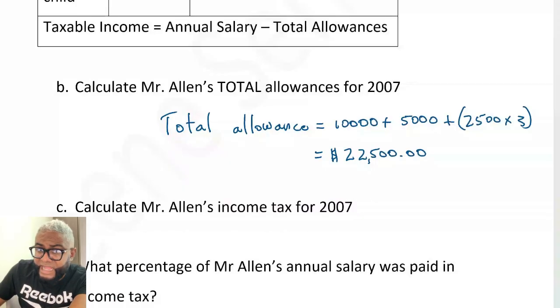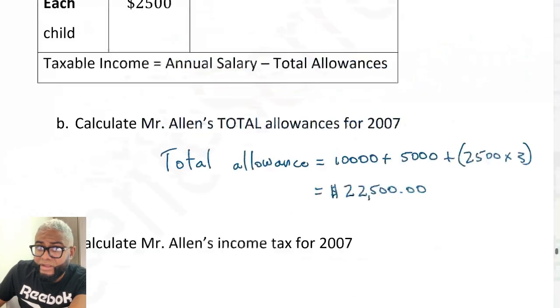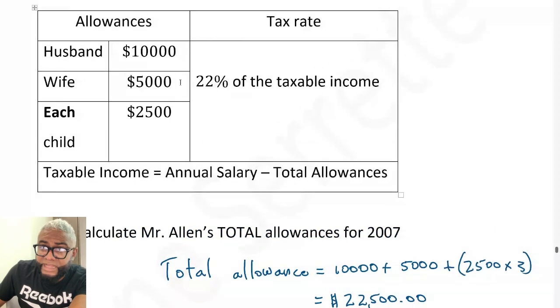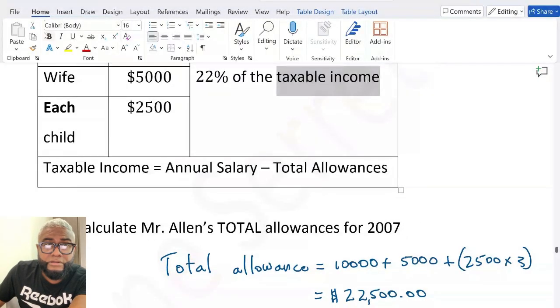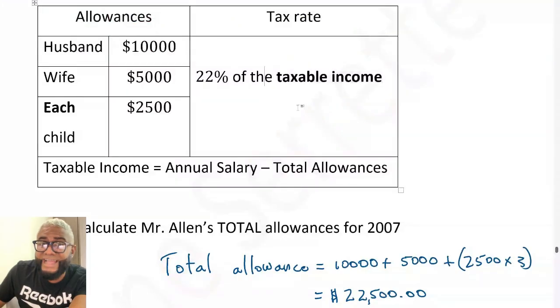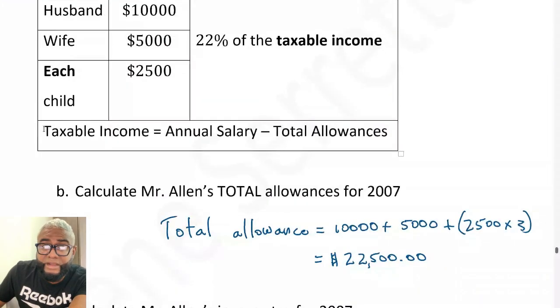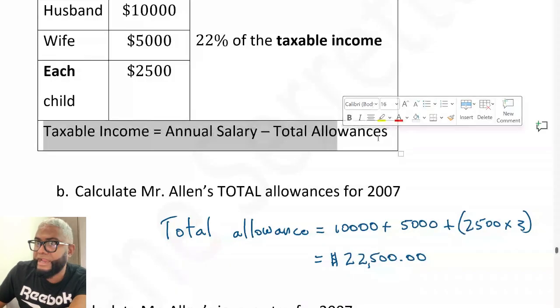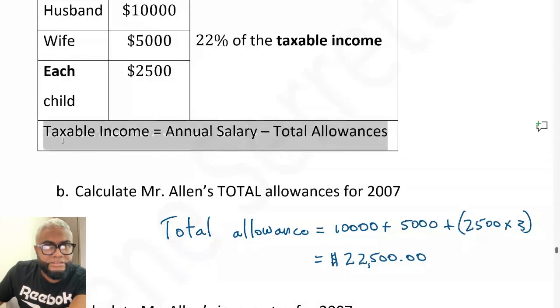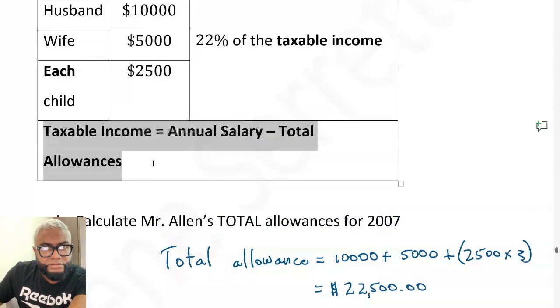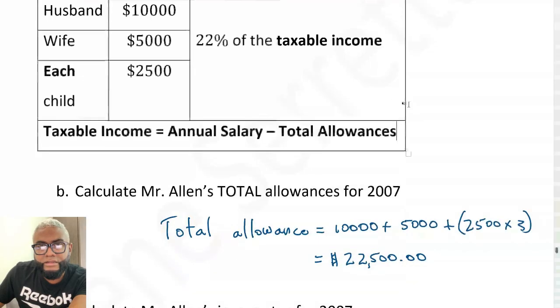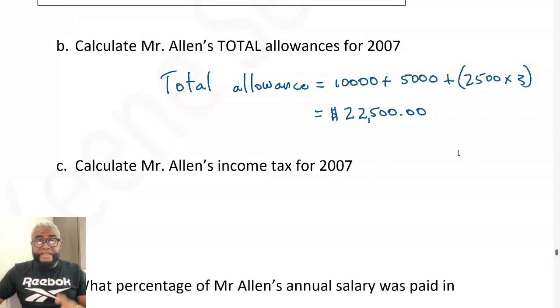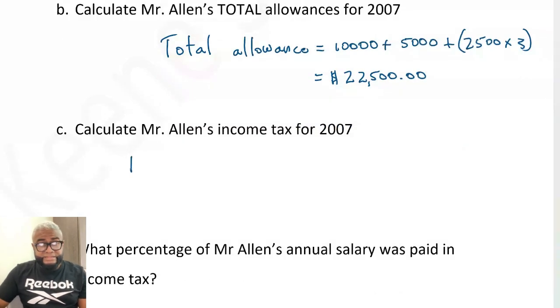Calculate Mr. Allen's income tax for 2007. What is his income tax? That would be 22% of the, and we had to calculate taxable income, right? 22% of the taxable income. Look, my formula for taxable income here. Right, there you go. So we're going to find taxable income first, right? Before we can even calculate this.